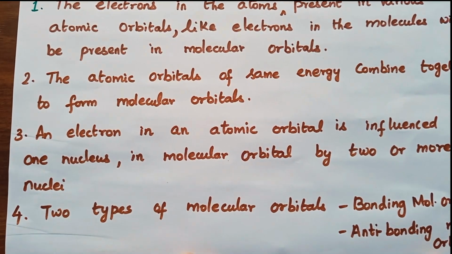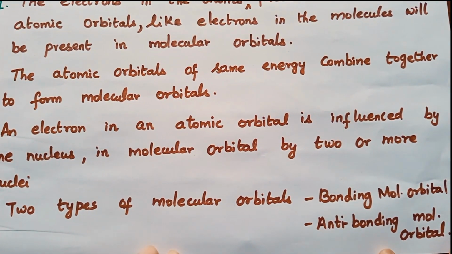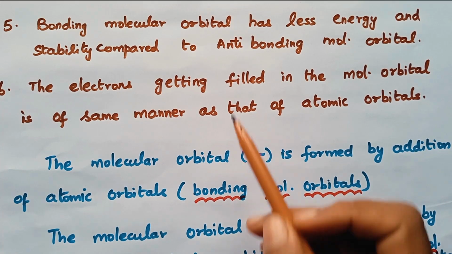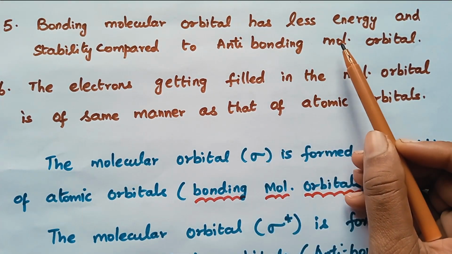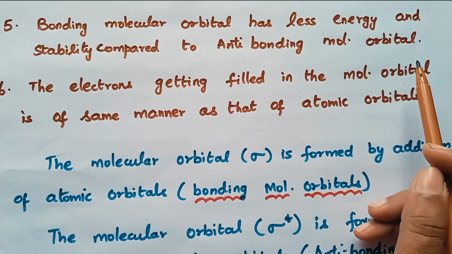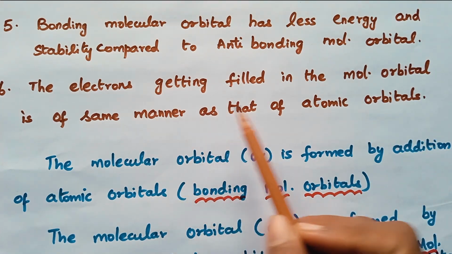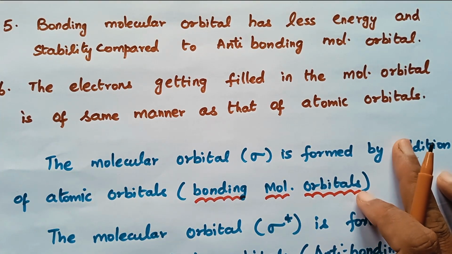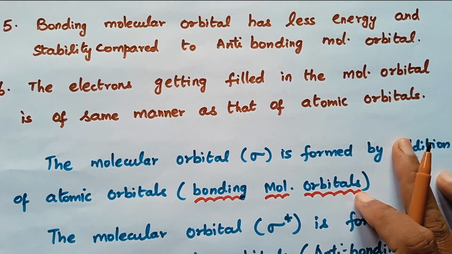There are two types of molecular orbitals. The first one is the bonding molecular orbital and the second one is the anti-bonding molecular orbital. Bonding molecular orbital has less energy and more stability compared to anti-bonding molecular orbital. The electrons are filled in the molecular orbitals in the same manner as in atomic orbitals. These are the postulates of molecular orbital theory.